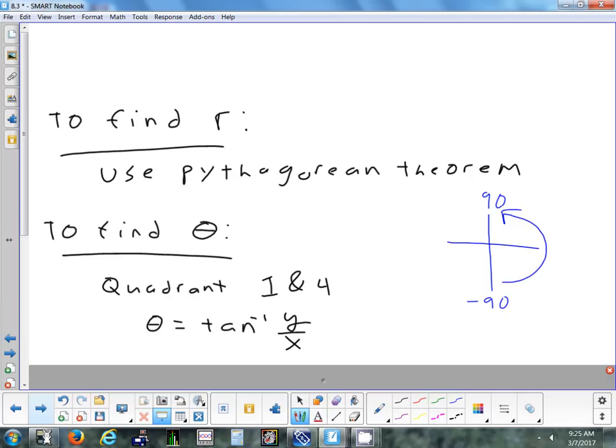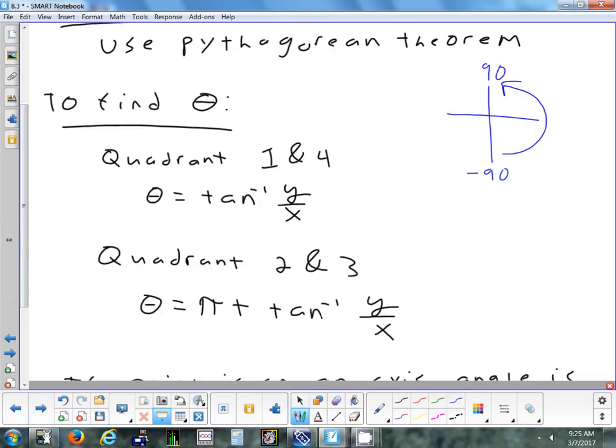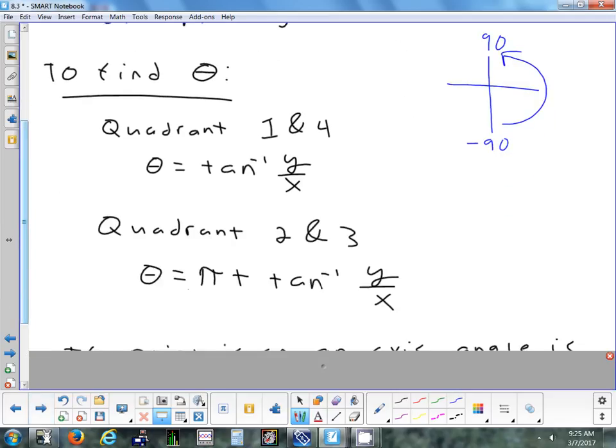But when you graph a complex number, could it end up in quadrants 2 or 3? Yeah. Graph the point -2, 4. That's in quadrant 2. So we have to make a small adjustment to our formula. If we're in quadrants 2 or 3, and you're working in radians, you have to do pi plus inverse tangent y over x. If you're working in degrees, it's 180 plus inverse tangent y over x.